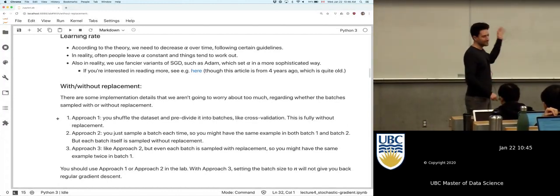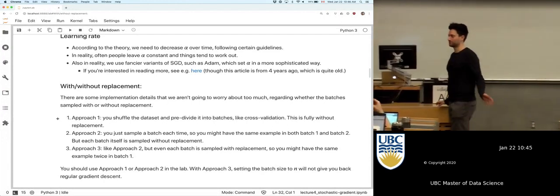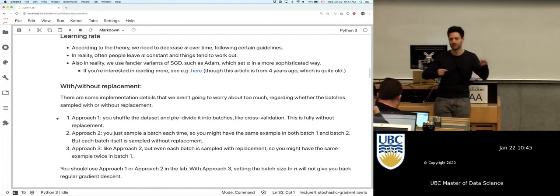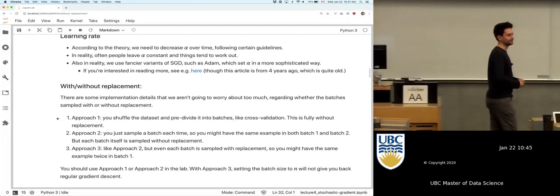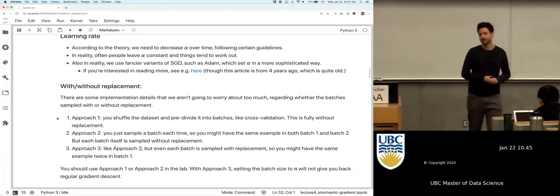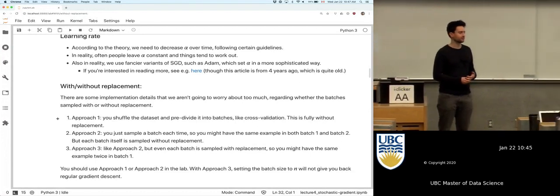My understanding is it doesn't really matter which of those things you do. I believe the ones with the most replacement are the ones that the theory is based on, because the theory is about independent, IID things drawn from the data set. But yeah, my understanding is it's not mission critical which of these things you end up picking.